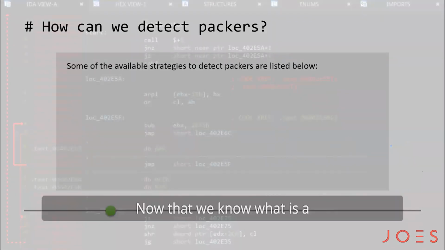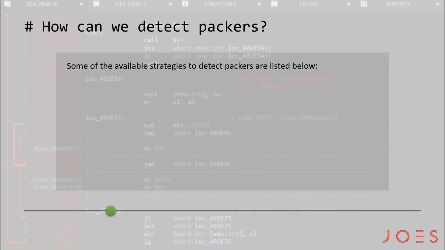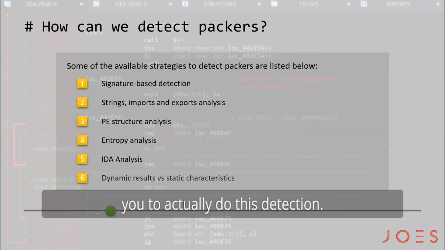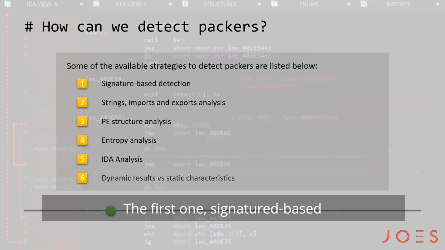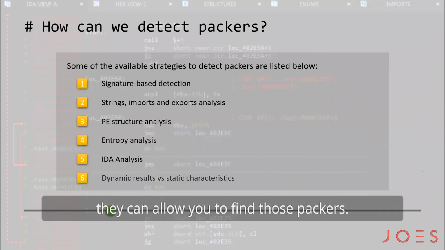Now that we know what a packer is and why these tools are used, it is important to understand how we can detect those tools. So I have 6 different methods for you to do this detection. The first one, signature-based. We can use some tools that have signatures for well-known packers, and they can allow you to find those packers.